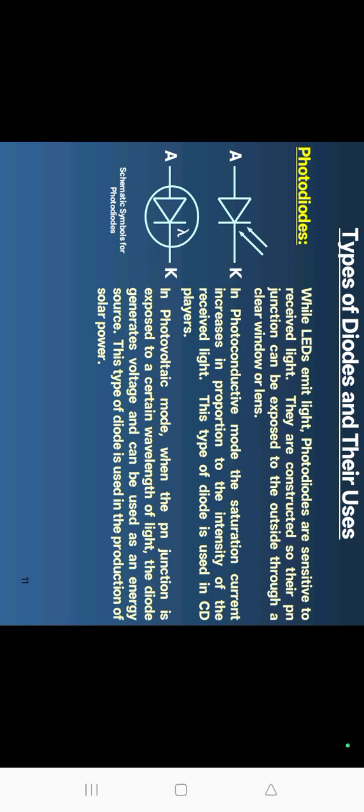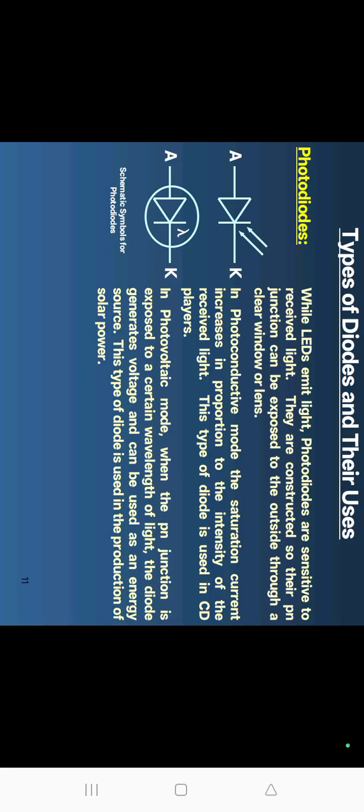Next is the photodiode. While LEDs emit light, photodiodes are sensitive to received light. They are constructed so their P-N junction can be exposed to the outside through a clear window or lens. In photoconductive mode, the saturation current increases in proportion to the intensity of the received light. This type of diode is used in CD players.